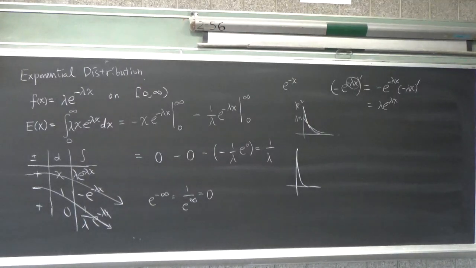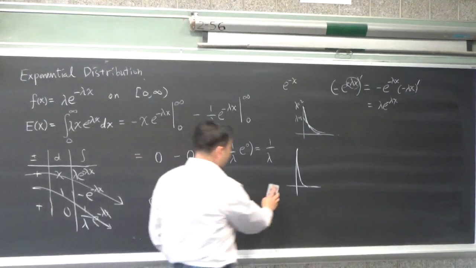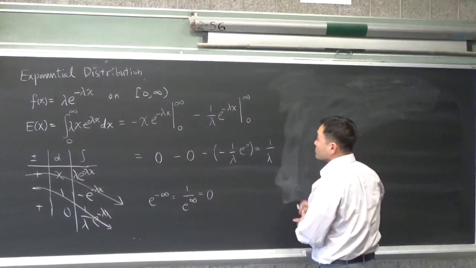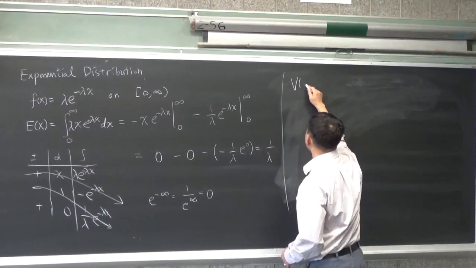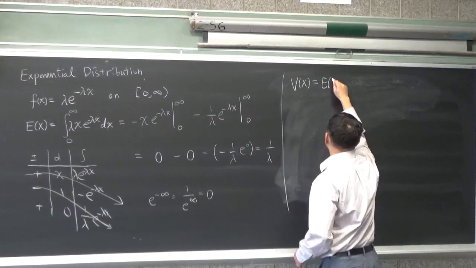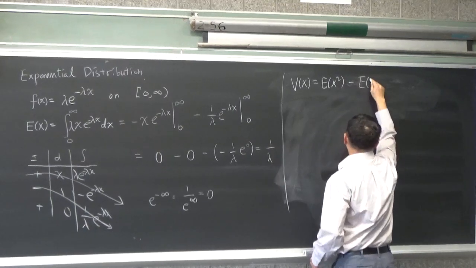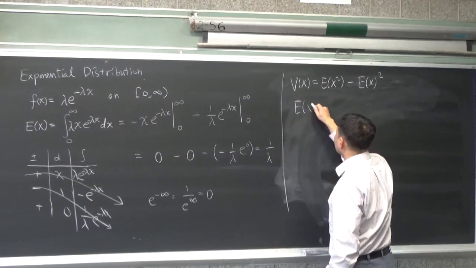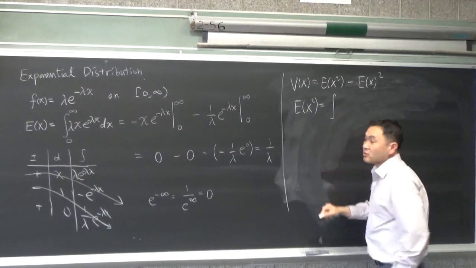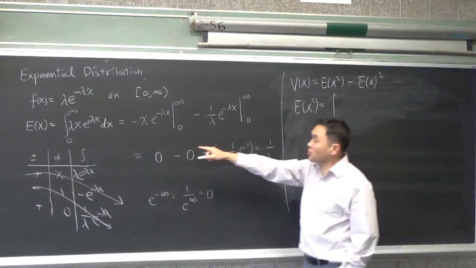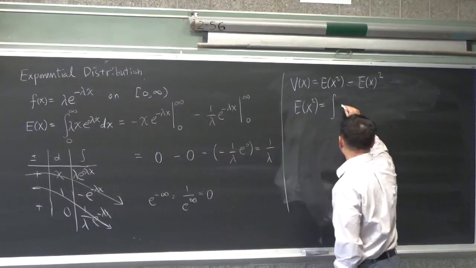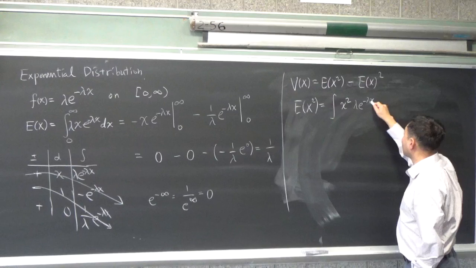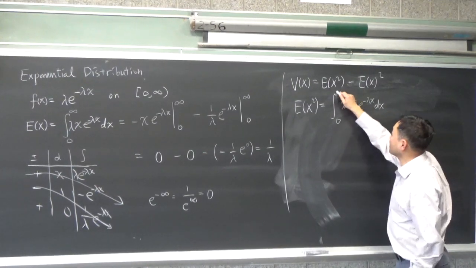Okay, so that's the average. Now let's try to think about the variance. So variance is E of x squared minus E of x, squared. And you just have to find E of x squared, which is, well, it's the same story, except this time you integrate against x squared. So x squared times lambda e to the negative lambda x dx is what you have to integrate.